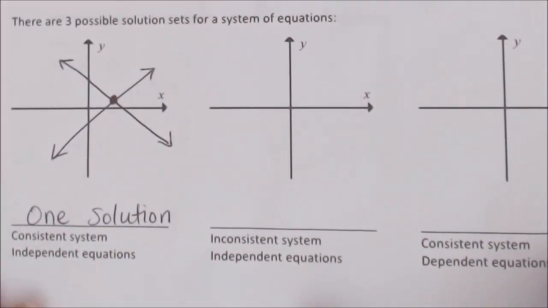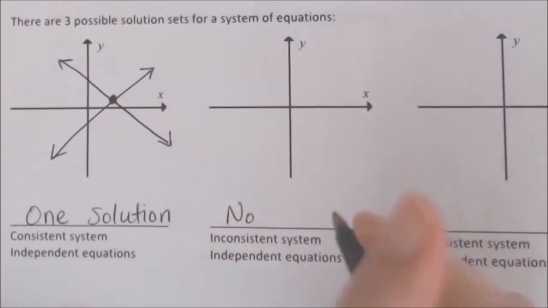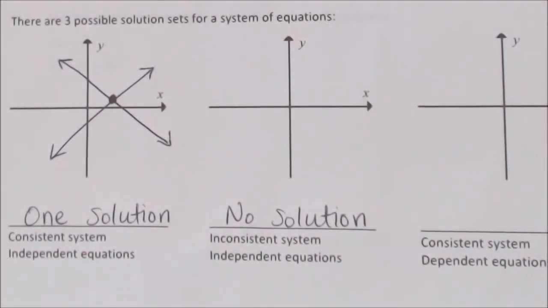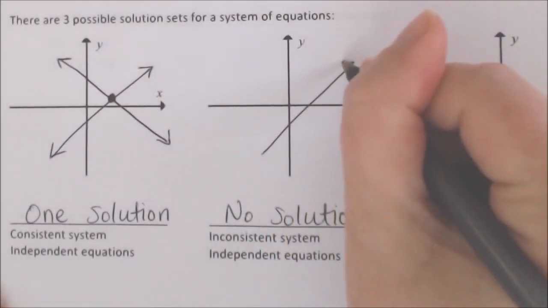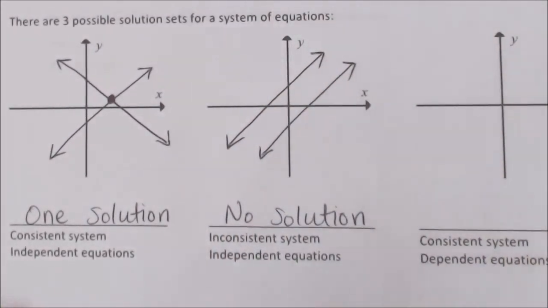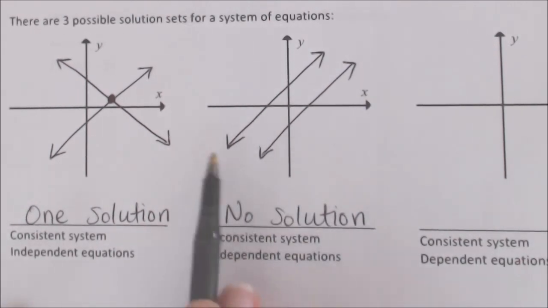If you have an inconsistent system and independent equations, independent means they're different equations, and inconsistent means they don't intersect at all. So in this case, there would be no solution. Think about this for a second: what kind of lines would never intersect with each other? They would have to be parallel lines. This would be the case where you have two lines that run side by side, are parallel, and don't intersect. They're independent because they're different lines, and they're inconsistent because they have no solution.